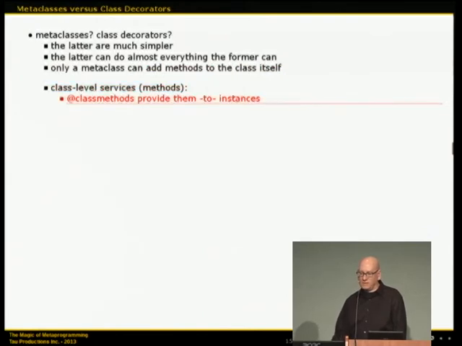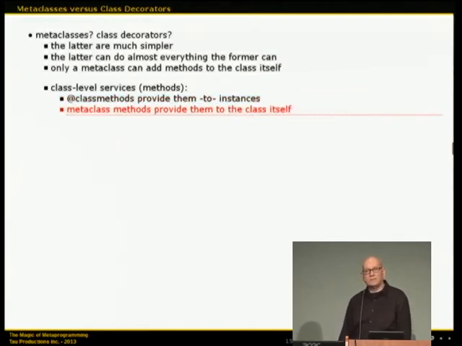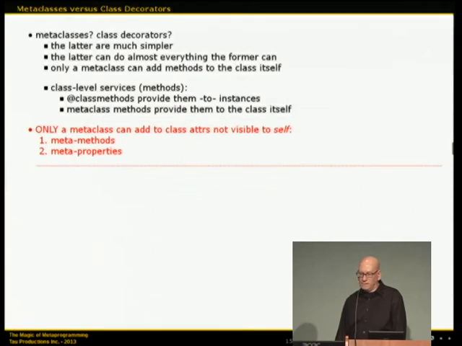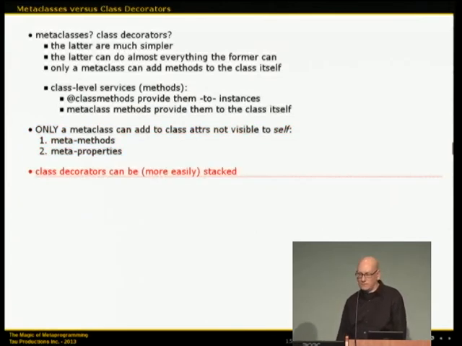Class-level methods: if you use the class decorator, that provides them to the instances. Metaclass methods provide them to the class itself, so you can actually have methods that are only available to the class logic, not to the instance logic. Only a metaclass can add to the class attributes things not visible to self. So these are things you could not even get to via self, and they're outside the lookup chain. That can be useful for certain class methods that you want to make the class smarter, more powerful.